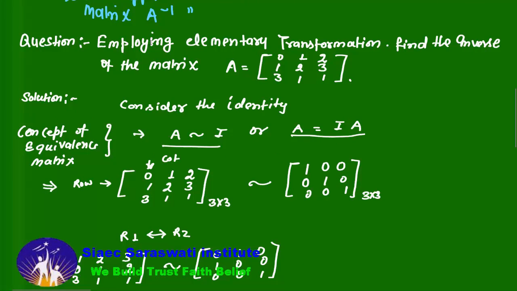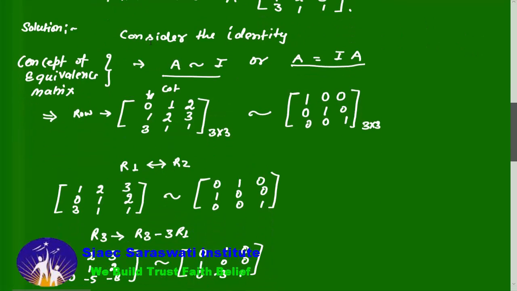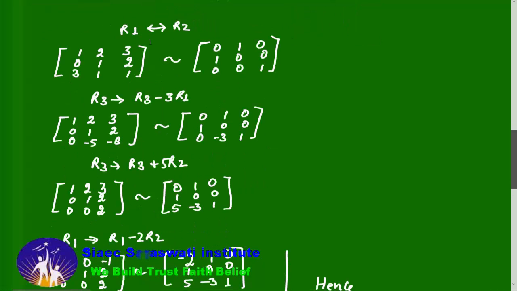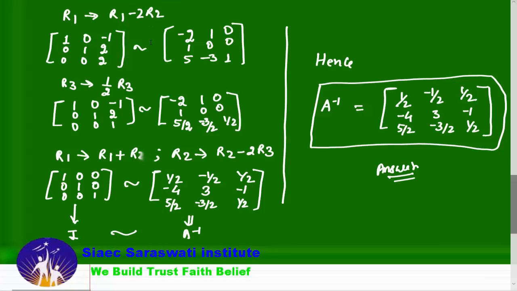सो ए का R1 जो है रो, फर्स्ट रो जो है 0 1 2 है, R2 1 2 3 है एंड R3 जो है 3 1 1 है. सो आइडेंटिटी को हम कंसीडर करेंगे जो कि मैंने यहाँ पे किया हुआ है. और सिंस ये जो ए मैट्रिक्स है ये 3 by 3 ऑर्डर की है, इसलिए हमें आई मैट्रिक्स भी 3 by 3 ऑर्डर का लेना पड़ेगा. फिर हम इसमें ऑपरेशंस अप्लाई करेंगे और आइडेंटिटी मैट्रिक्स बनाने की कोशिश करेंगे. सो यहाँ पे हमने सारे ऑपरेशंस अप्लाई किए हैं और देखिए एट लास्ट ये हमने आइडेंटिटी मैट्रिक्स बना लिया है. सो ये आइडेंटिटी मैट्रिक्स जैसे ही बन गई वैसे उसकी इक्विवेलेंस जो मैट्रिक्स है वो ए इनवर्स है.